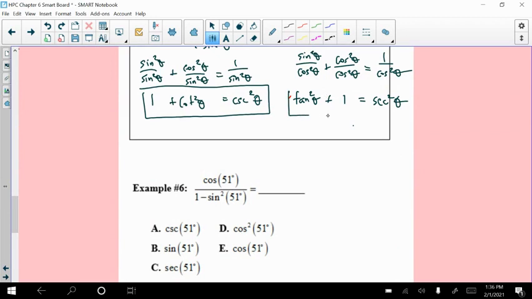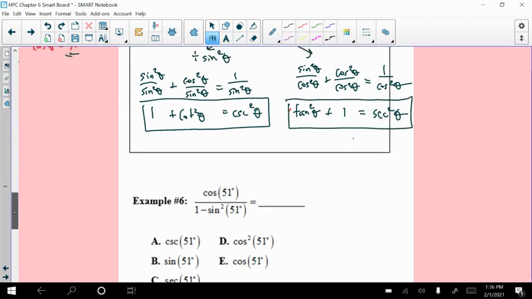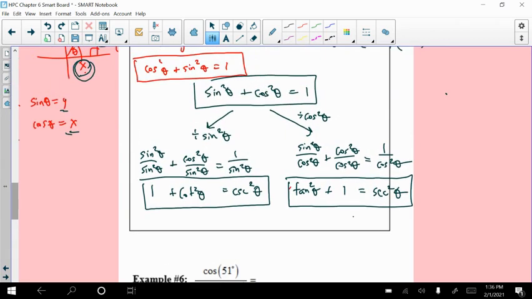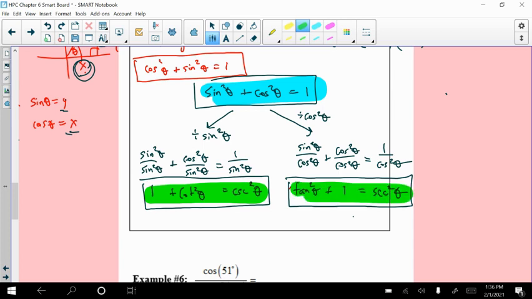So you need to know the 3 Pythagorean identities. The one that most students remember most often, the easiest one, is sine squared plus cosine squared equals 1. But the other two are equally important, and you'll need to know that 1 plus cotangent squared equals cosecant squared, and tangent squared plus 1 equals secant squared.